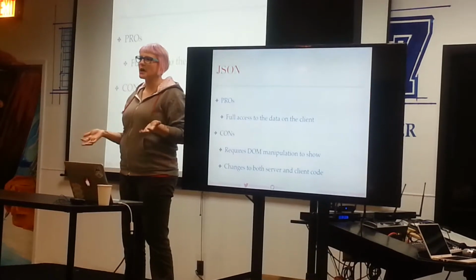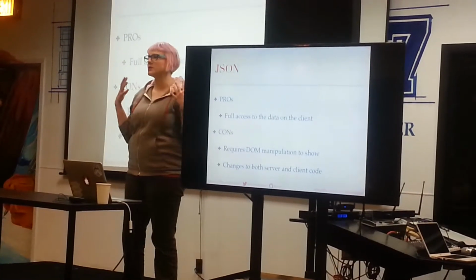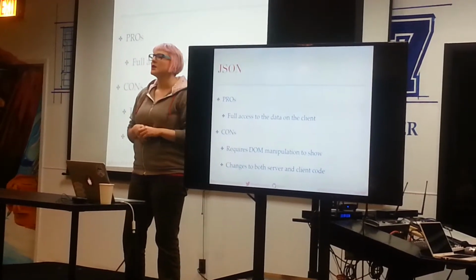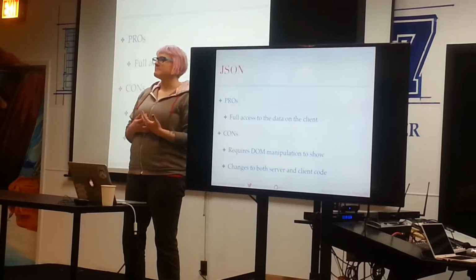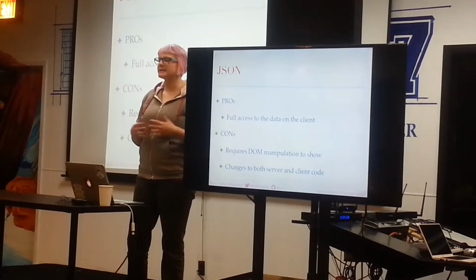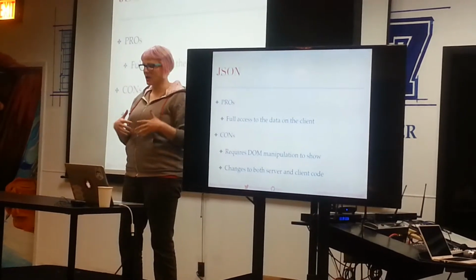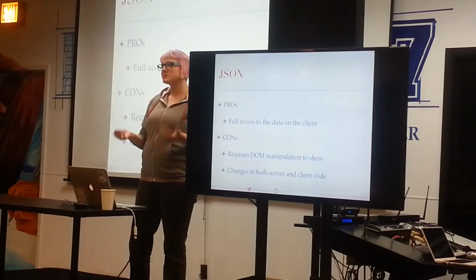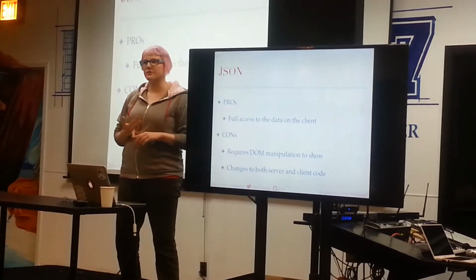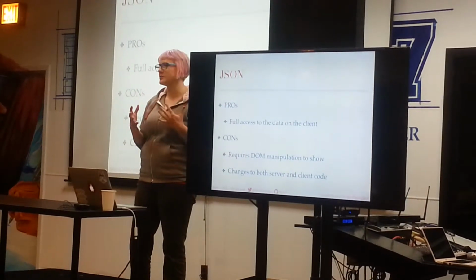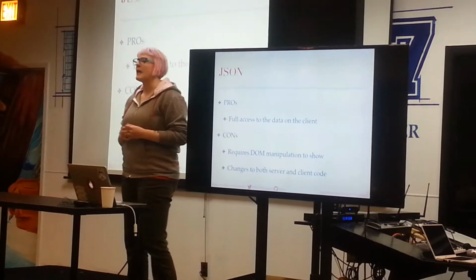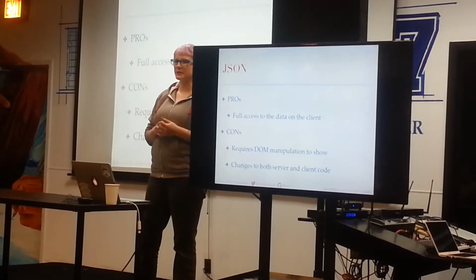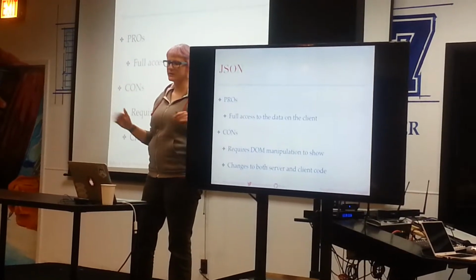It does require DOM manipulation to show it, right? Like we need to move through the collection of tweets. We need to then construct a string of HTML or use document create element to create all the divs and all of that fun stuff. It also requires both changes to client and server code, right? So we had to say render JSON instead of just rendering HTML like we normally would. And then we also have to do things a little bit differently in our client code, which we always knew we had to do.